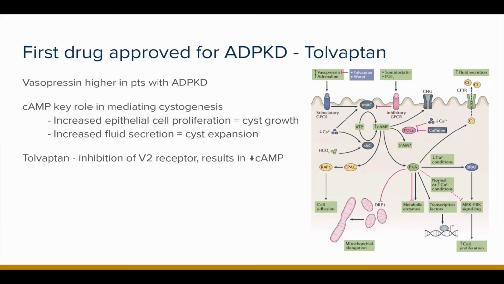However, the first drug which has been approved for disease modification in polycystic kidney disease is Tolvaptan, which is a vasopressin V2 receptor antagonist. We know that patients with ADPKD have higher circulating vasopressin levels, and that the mechanism by which vasopressin may stimulate cyst growth and expansion is via cyclic AMP, in which the mediators of cyclic AMP, as shown in this figure, can increase epithelial cell proliferation as well as increase fluid secretion. And the goal of Tolvaptan is to block this receptor, the V2 receptor, and ultimately result in a decrease in cyclic AMP.